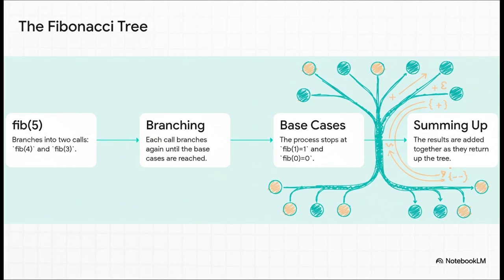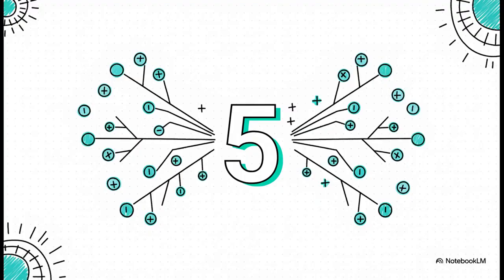Once all those leaves of the tree have their simple answers, the results start getting passed back up, getting summed together at each node. And after all that branching out and summing back up, the entire tree collapses down to one single number. And for the fifth number in the sequence, that number is 5.